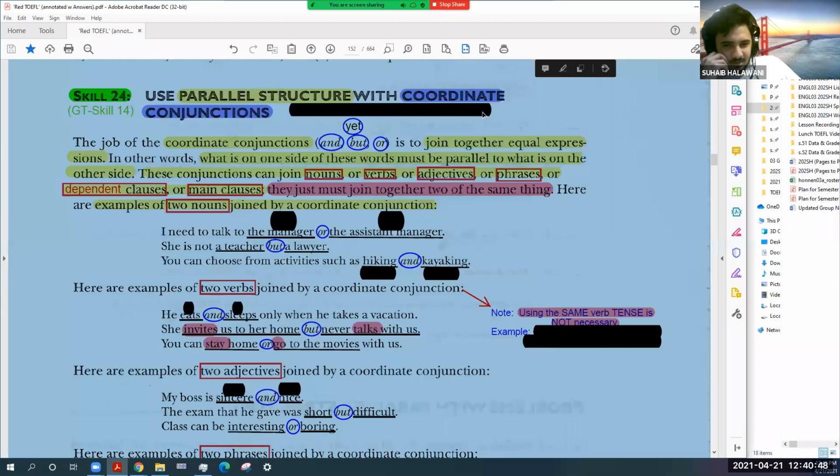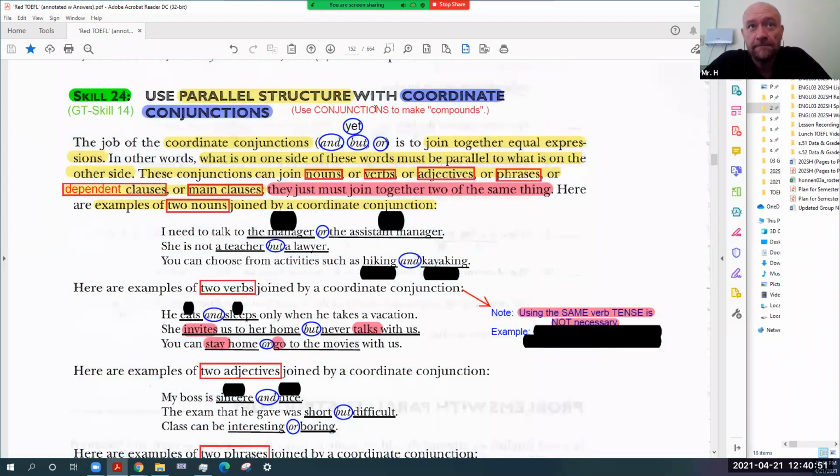So now, can you read this, please, Osama? What does it say? Use conjunctions to make compounds. You guys know the word compound in chemistry, right? Yes. Which thing is a compound? Everybody knows this. The water. H2O. Water. How do you get it? Hydrogen plus oxygen. So you join 2 elements, right? Yeah. So a compound is something with many elements, 2 elements, 3 elements.